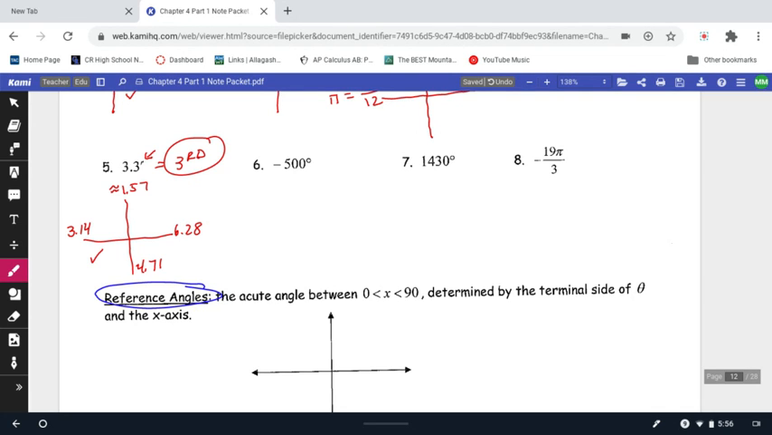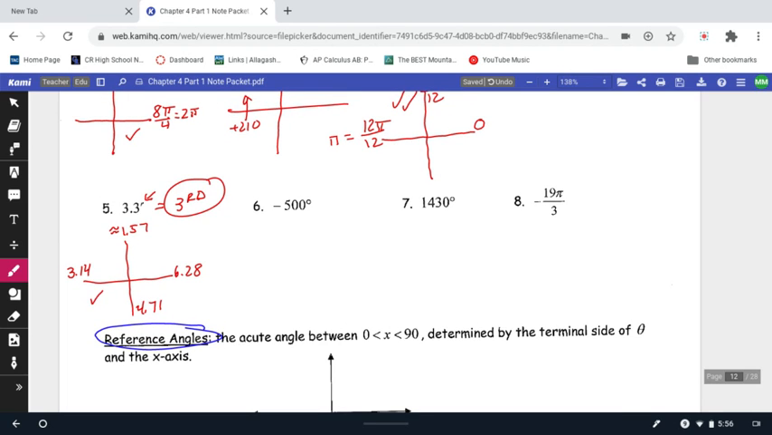I'm not going to continue doing every single one of these. You get the idea. For this one, just keep adding 360 until you get something that's in between 0 and 360, or 0 and negative 360. Same thing for this one.